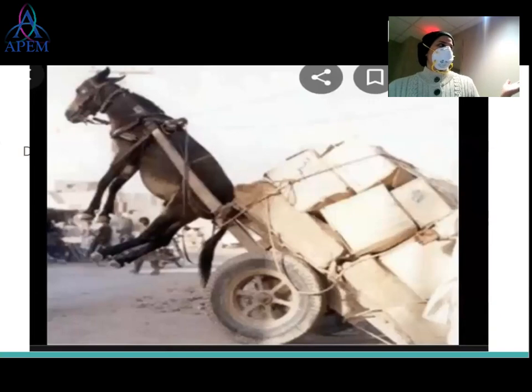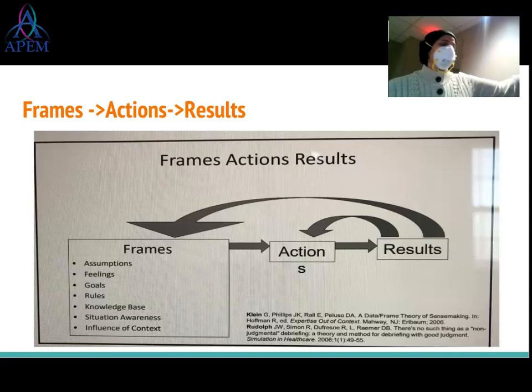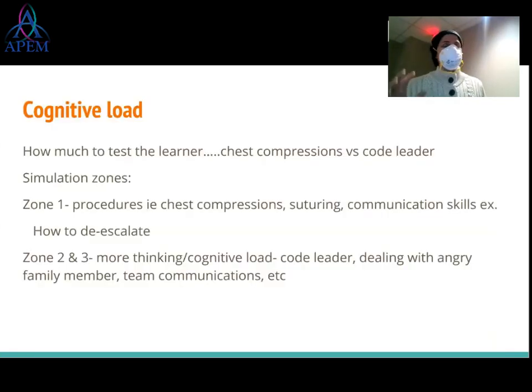So for example, you have this picture they gave to us. The end result is that the donkey's in the air. The action was that they overloaded it. So what were some of their thoughts? Can you give an example of why you would think they would do this? Yeah, to get done quicker. So they had a goal. They assumed the donkey could handle that much. Maybe the donkey got scared of something and jumped up, who knows. That is where we want to go back and see what the learner was thinking.